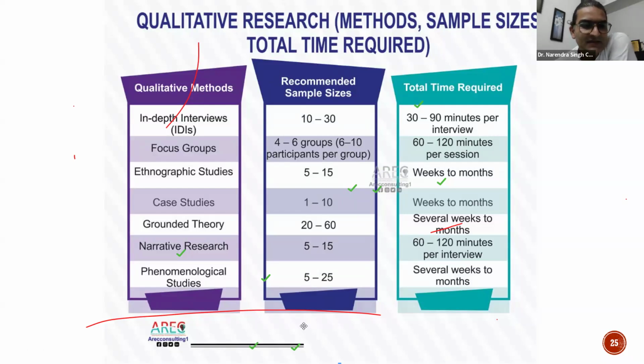Please clear the scribblings on the screen. I can't do it. I think the organizers can do it, and somebody is continuously doing it.